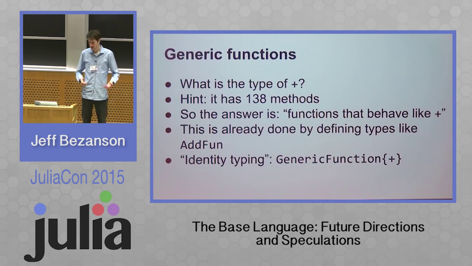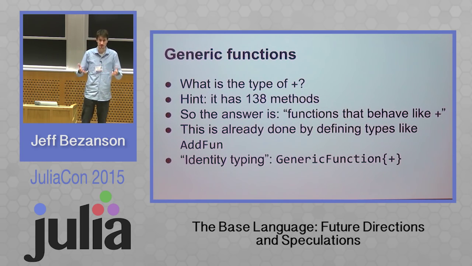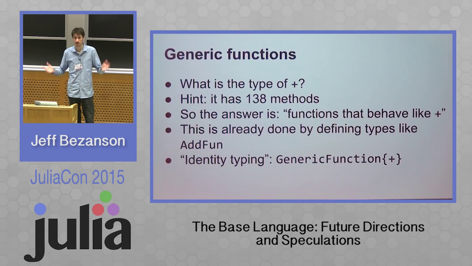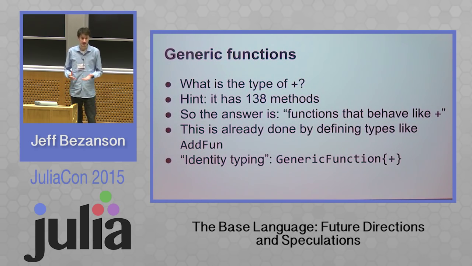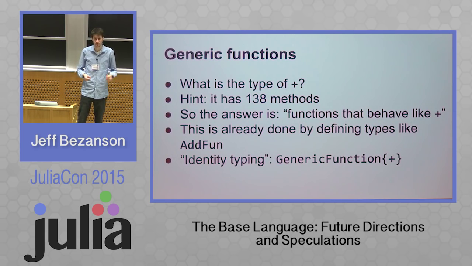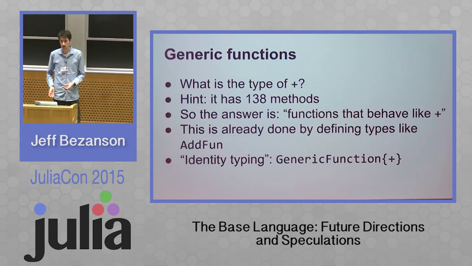Instead of defining a new type like addFun and subFun and mulFun for every function, why not just have it do that already by default, right? So the type of plus would just already say, well, it's a generic function and it's the plus function. So basically a different type for every function that just tells you which one you have. That seems a little bit crazy at first, but if we're going to go through and write addFun, subFun, mulFun for everything, if that's the alternative, we might as well do it this way, right? So this could be a good answer to that question.